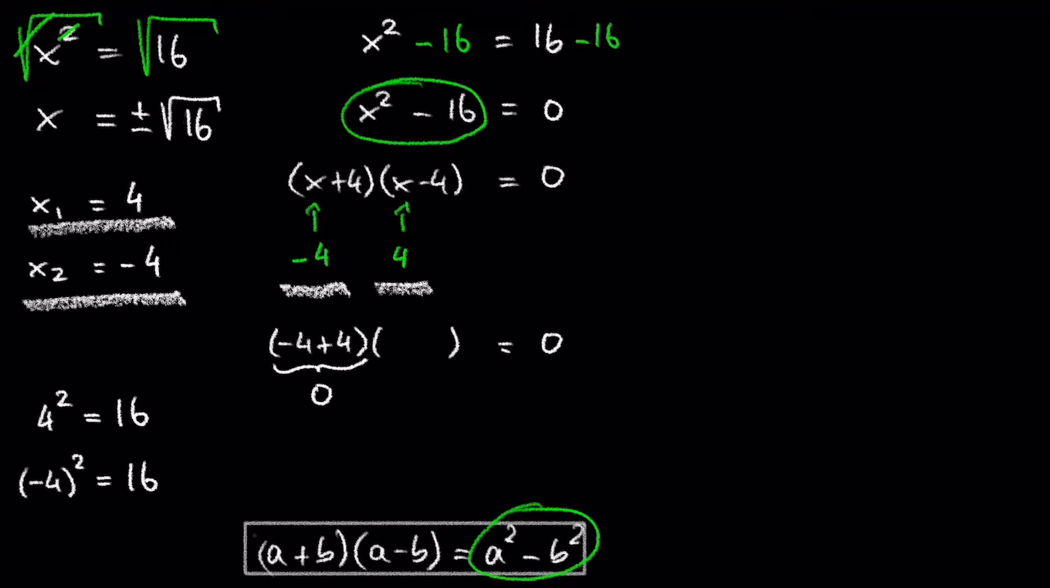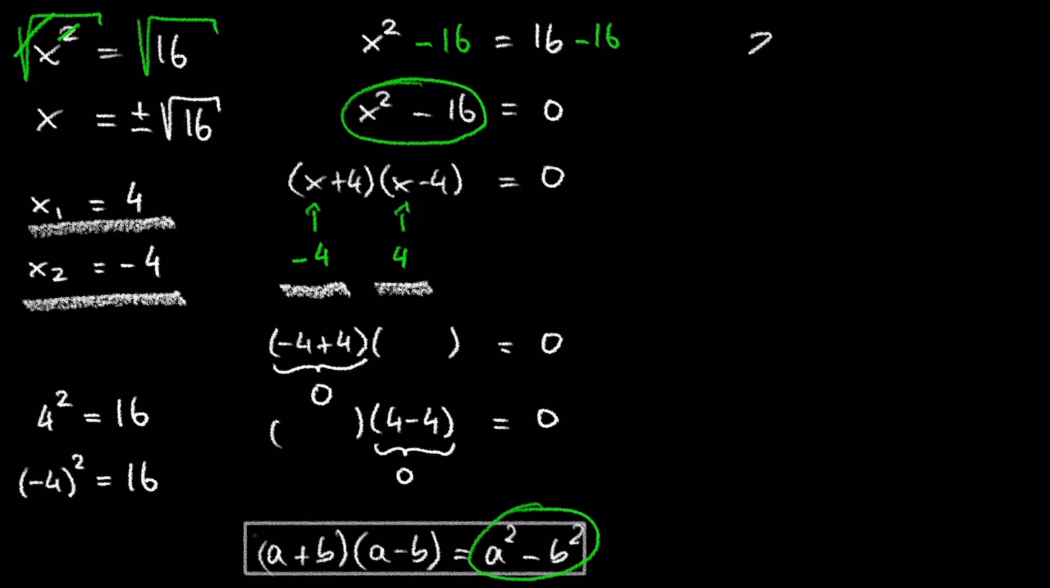And when we plug 4 into the second set of parentheses, we have 4 minus 4 equals 0. So no matter what we have in the first set of parentheses, the first parenthesis times 0 is also 0. So negative 4 and 4 are the solutions for this problem, and we solved this problem with factoring. Let's look at the next example.